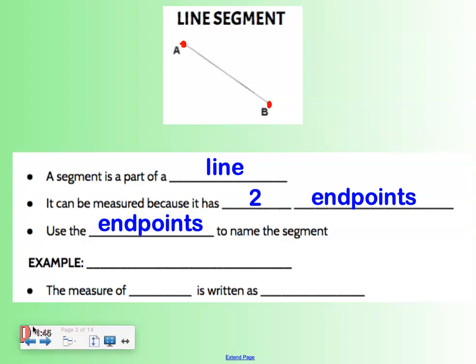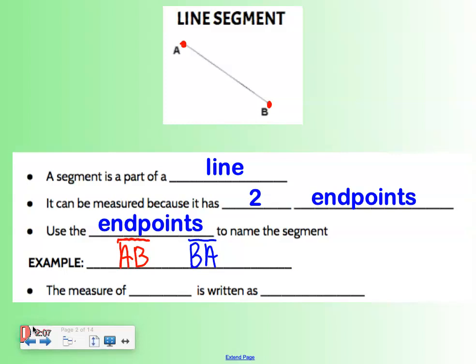So if I want to name this segment, it would be segment A, B, and you put a little line segment on top denoting that it is a segment. Or you could go the other way and have it be segment B, A. So the order doesn't matter as long as you use your two endpoints.